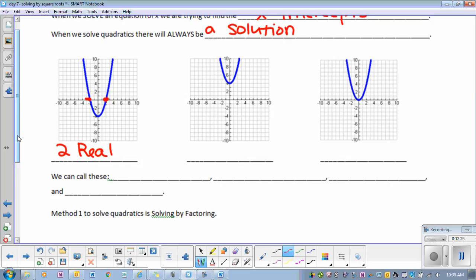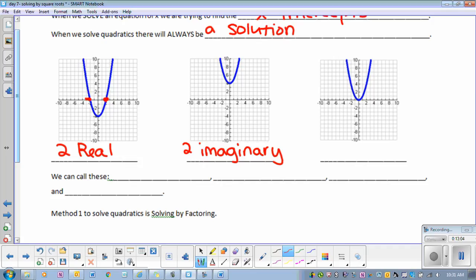Look at the next one, guys. There are none, right? There are no x-intercepts, but we do have solutions. This means we have 2 imaginary solutions. Wow, now that we have imaginary numbers, anything is possible. All right, and if it's on the y-axis, that's the imaginary, okay?